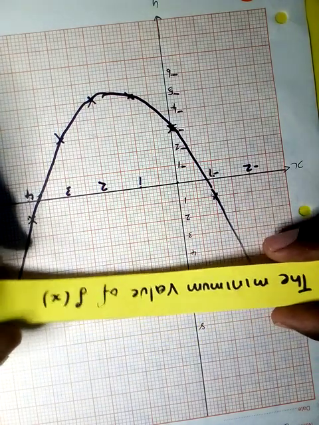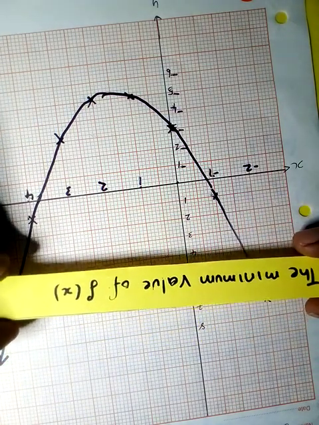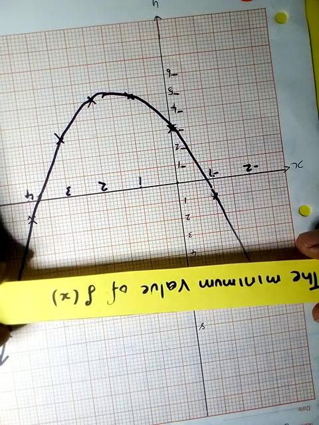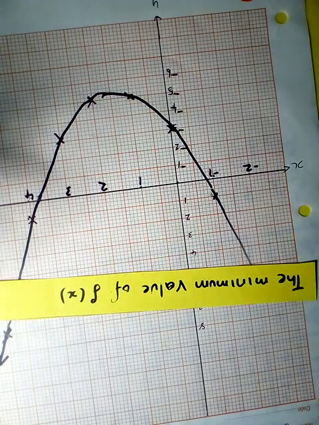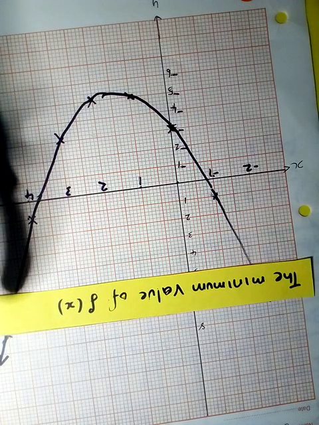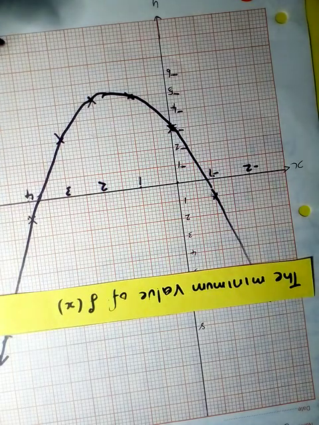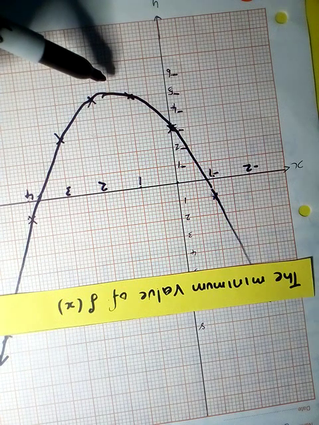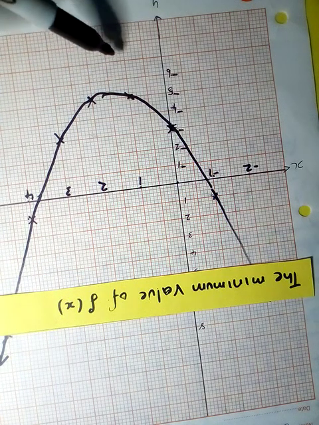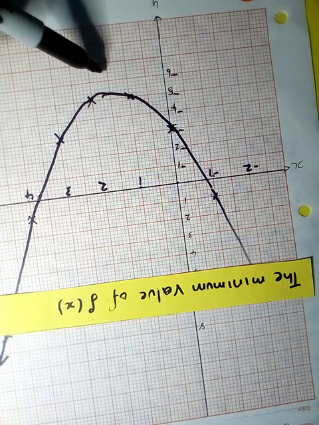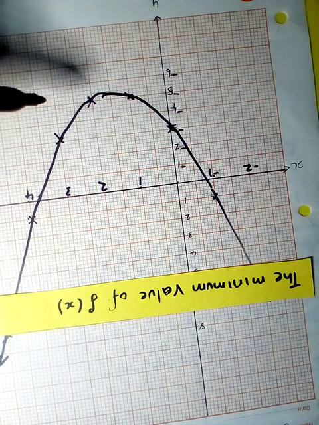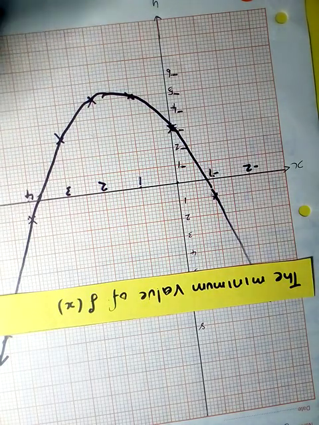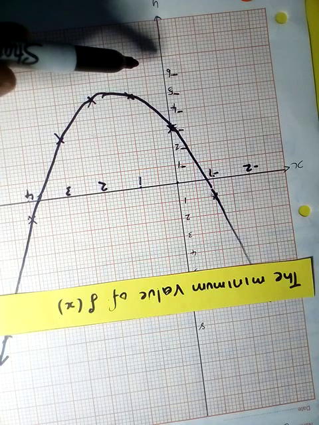Another question they could ask from the graph: determine the minimum value of f of x, the function. The minimum value here of the function is the y value. So the minimum value is the y value of the turning point. There are a number of ways you can find the minimum value. You can solve for the x first using a formula, and then plug it into the function and get it. Alright?